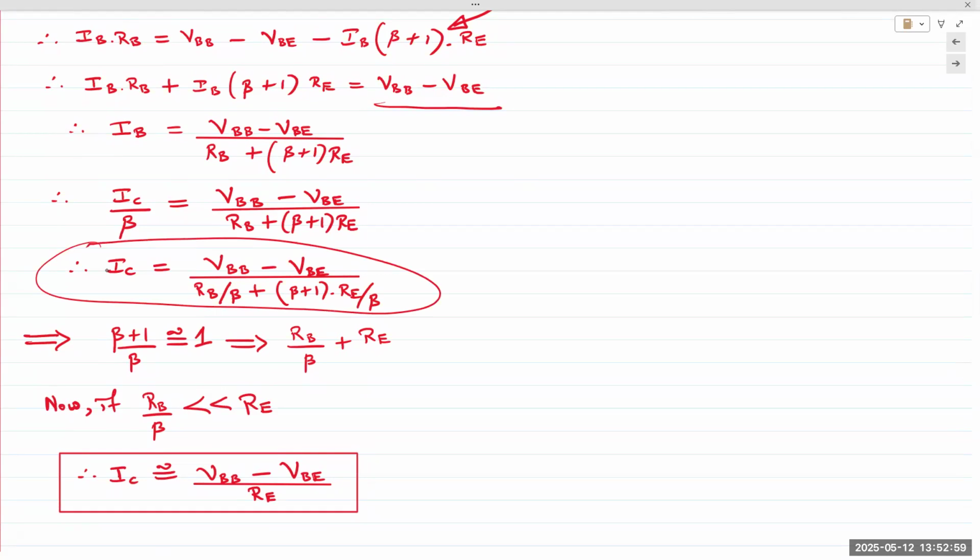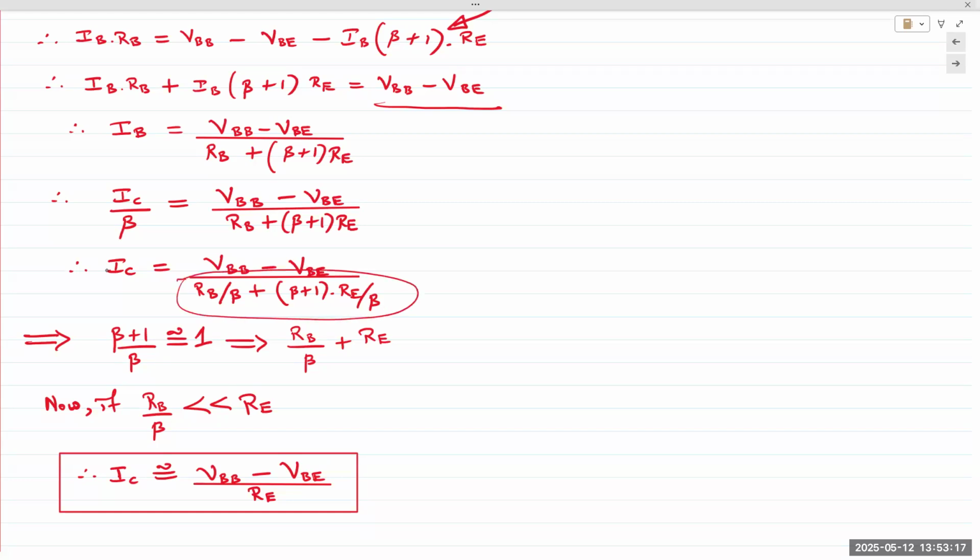Okay, IC is equal to VBB minus VBE. Those are the input voltages on the base side, right? So now we have output current as a function of the input voltages. And at this point, we make an assumption. Assumption, approximation, anything works.